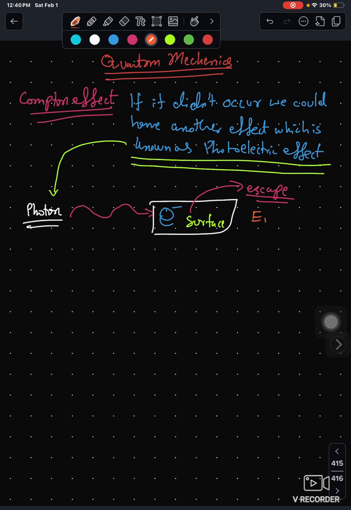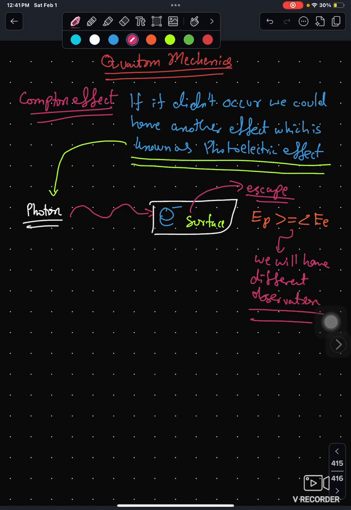So now it's just an escaped electron. Depending on the energy of the photon, if it's more than or equal to, or less than the energy of the electron, we will have different observations. Okay.